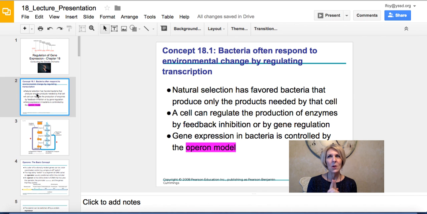One of the things that we know makes bacteria very successful is that they can respond to environmental changes. They need a very quick response to be able to turn genes on or off based on what is happening in their environment. So back in 1961, a guy named Monod came up with this model of how bacteria control their gene expression, and he called it the Operon model.